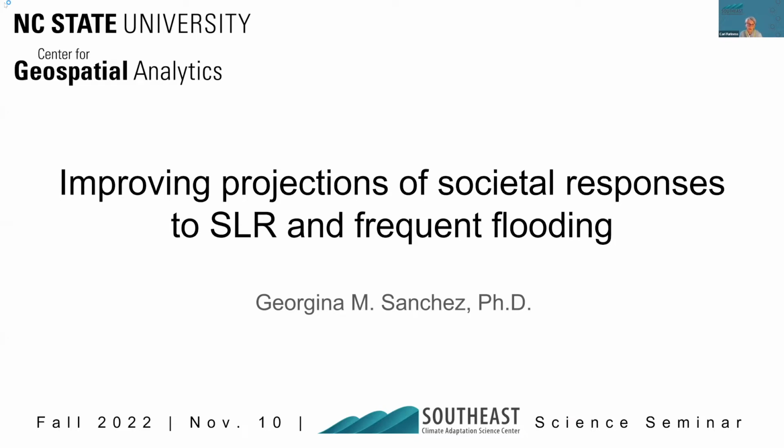Georgina is currently a research associate with the Center for Geospatial Analytics at NC State University. Her interdisciplinary approach to research bridges land and climate change science, hydrology, and geospatial analytics to address sustainability challenges. Georgina holds a PhD in forestry and environmental resources from NC State University and an MS in biosystems engineering from Michigan State University. She will be discussing research funded by the Southeast CASC, titled Improving Projections of Societal Responses to Sea Level Rise and Frequent Flooding. Now we'll turn it over to you, Georgina.